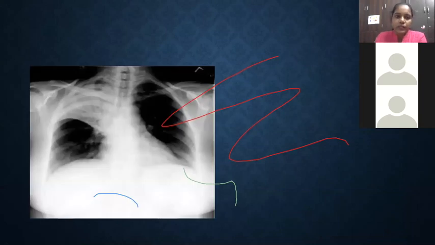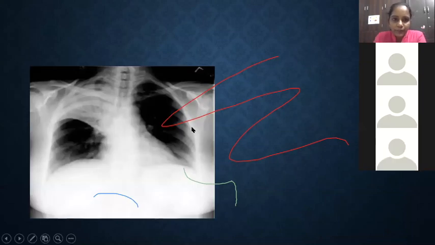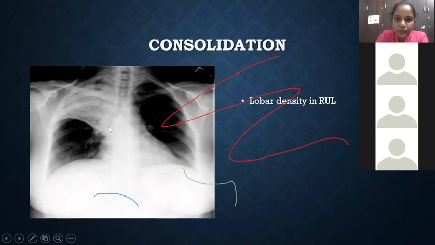So now we go on to the cases. Can somebody understand what this is? So this is a right upper lobe consolidation. It is limited by the fissure, and there is merging of the right heart border. So this is the lobar consolidation. So you can see the air bronchogram pattern.